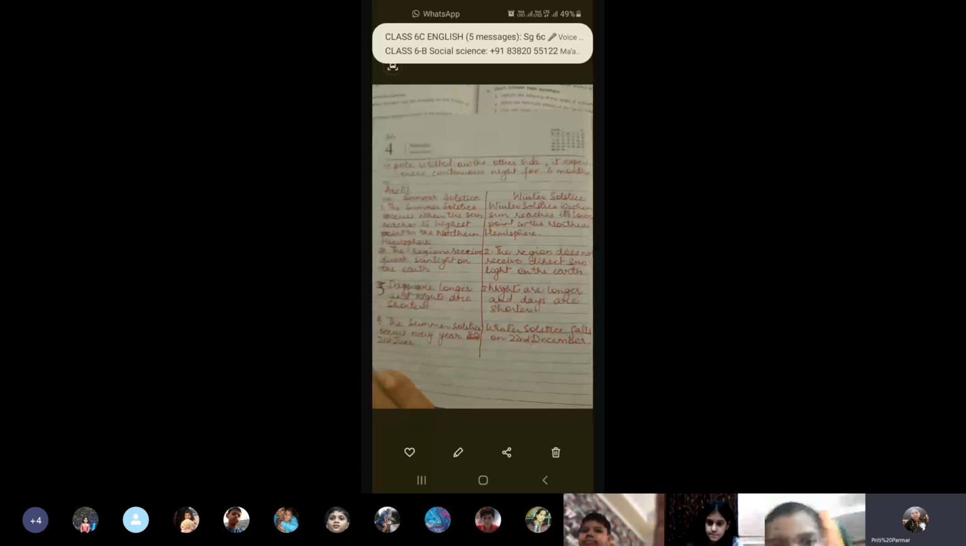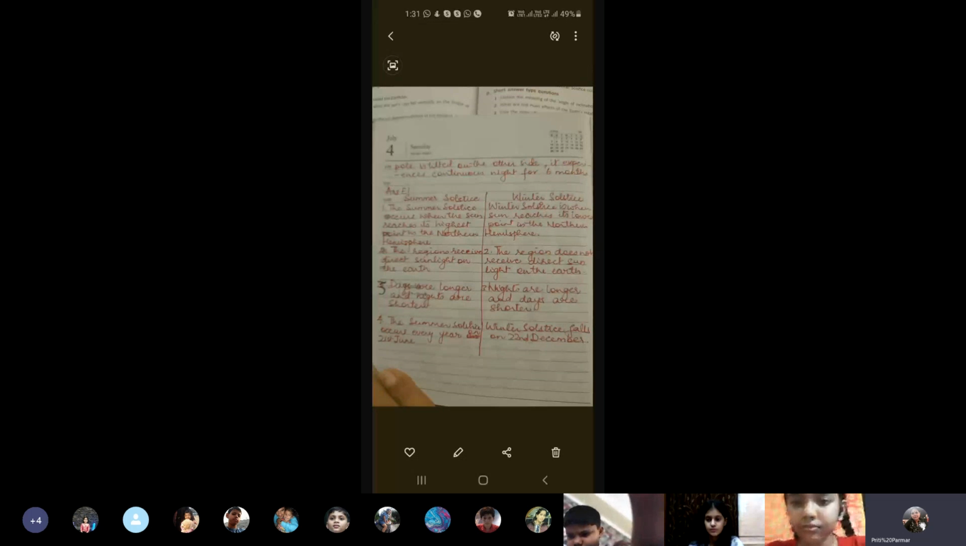First point, the summer solstice occurs when the sun reaches its highest point in the northern hemisphere. Then in the winter solstice, first point, winter solstice is when sun reaches its lowest point in the northern hemisphere. Number two, the regions receive direct sunlight on the earth. Winter solstice, second point, the region does not receive direct sunlight on the earth. Number three, days are longer and nights are shorter. Then in winter solstice, third point, nights are longer and days are shorter.